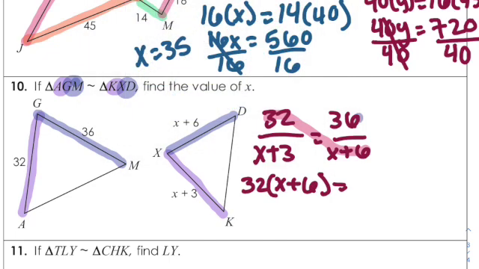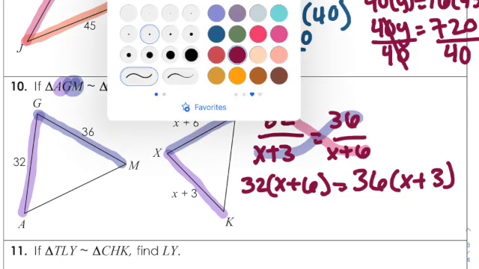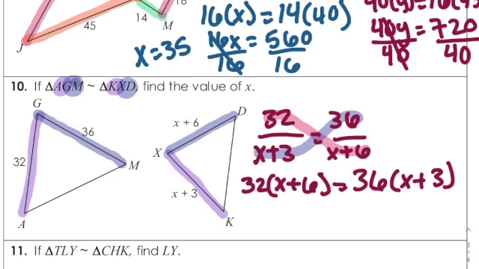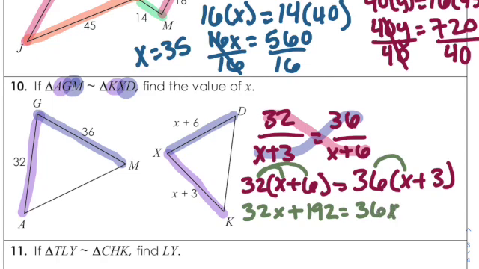equals 36 times x plus 3. Now these ones you have to be careful because we have to distribute those numbers into the parentheses, and when we do that, we multiply. So we're going to do 32 times x, which is just 32x. Then we'll distribute the 32 into the 6, so 32 times 6, which is 192, equals, and we'll distribute the 36 to the x, which is 36x, and distribute the 36 to the 3, which is 36 times 3, which would be 108.